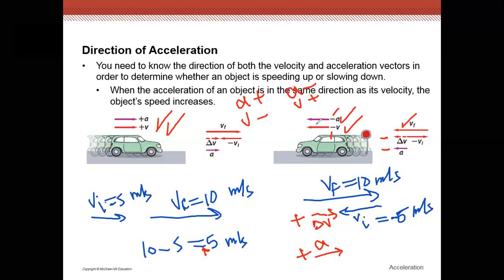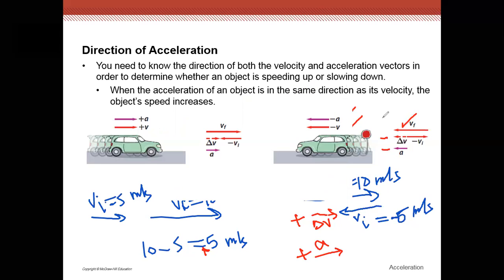Okay, how could this happen? Imagine you are moving toward a traffic signal on the street. You are moving fast. When you see the traffic signal, you have to use the brake. So your velocity is toward the traffic light, but your brake is trying to do what? To make your car stop.